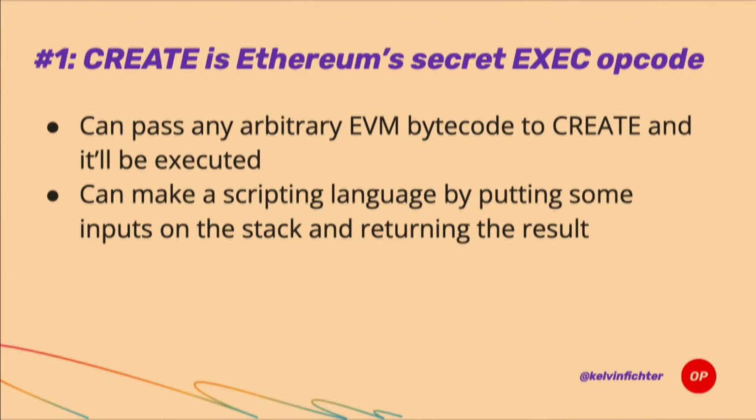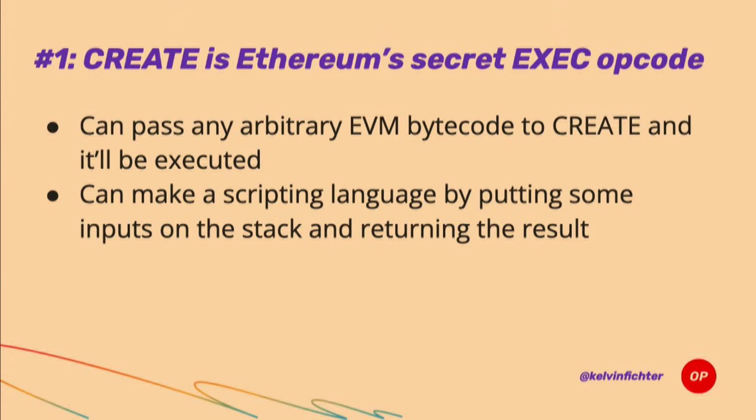I can pass PUSH1, PUSH1, ADD as the init code. And what it's going to do is push one to the stack, push one to the stack, add the two, and then it's going to have the value 2 on the stack. And then, I don't know, it just stops and doesn't do anything. But what you can do is execute arbitrary bytecode. You can do whatever you want. You don't actually have to create a contract. You can do math or whatever. You can basically have user-provided scripts that you run, and you can do whatever you want.